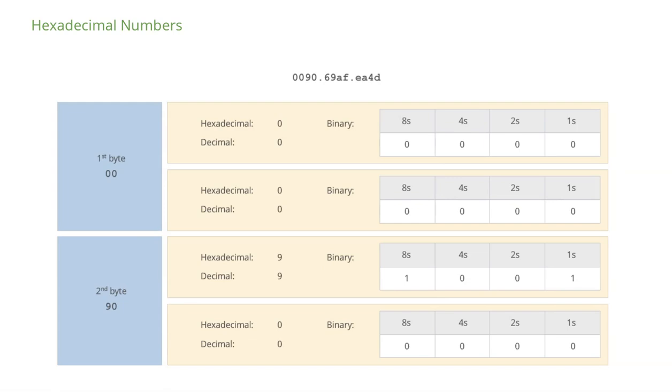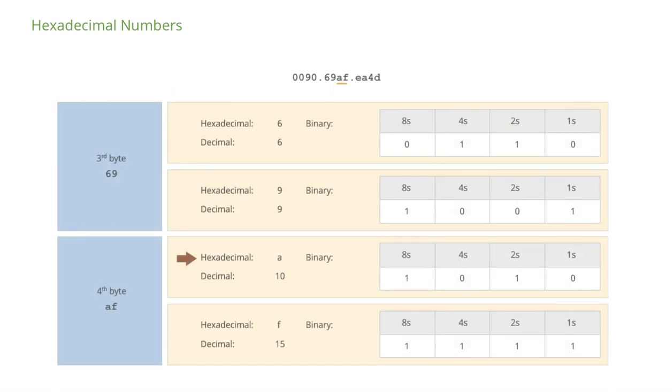Let's return to our MAC address and see how to convert each hexadecimal symbol into its binary equivalent. The first 3 bytes or first 6 symbols are easy to convert because there is a direct mapping from the hexadecimal symbol to the decimal number. In the second byte, 90, hexadecimal symbol 9 is the same as decimal 9. Therefore, the binary equivalent has the 8's place and the 1's place turned on. Hexadecimal symbol 0 is the same as decimal 0, so the second nibble, or group of 4 bits, doesn't have any bits turned on. Starting with the 4th byte, things get a bit trickier.